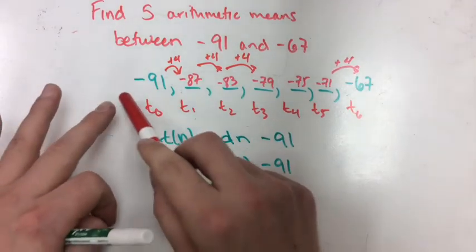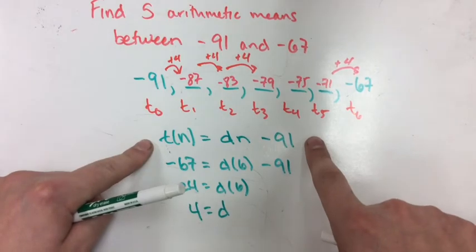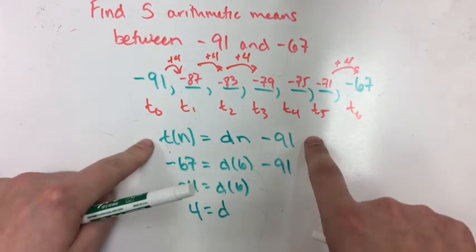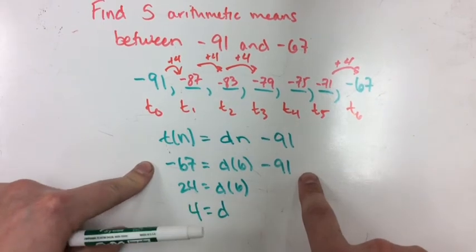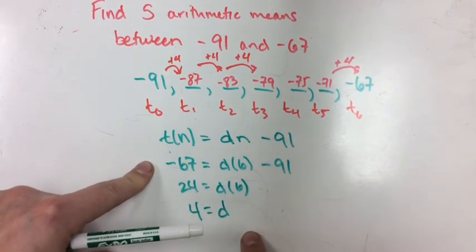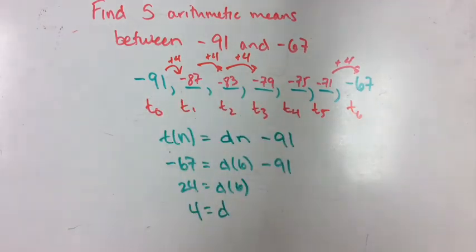Once again, I set up my sequence. I use the clues to try and make a formula. That doesn't give me enough, so I take the other clue they give me to build this equation, and then I solve for D. Okay, and this is what we'll be doing, setting this up and trying to find the arithmetic means. Let me give you an example of a geometric.